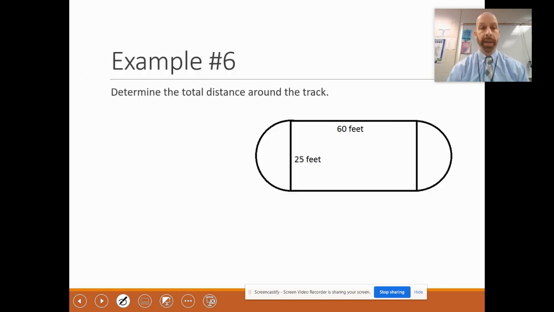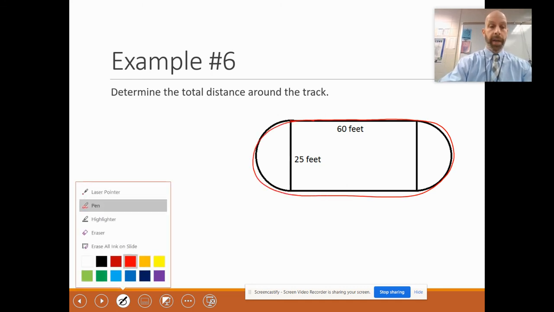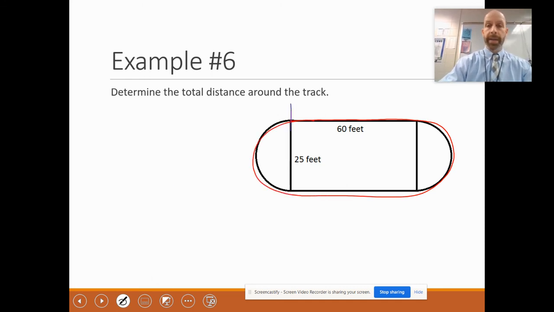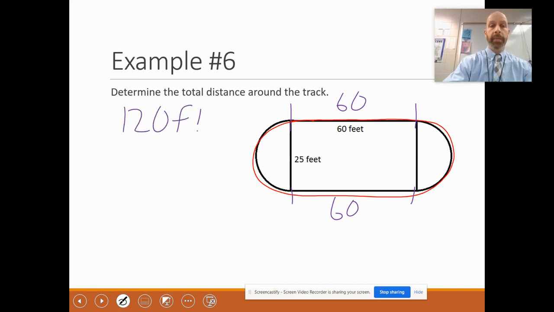All right, example 6. We've got one more example after this and we'll be done. It says determine the total distance around the track. Okay, so we've got a couple of things going on here. Remember, if you go around the track, you go all the way around here like this. Well, the first thing that I would notice is that this distance from here to here is 60. And this distance from here to here is also 60. So far we have 120 feet.